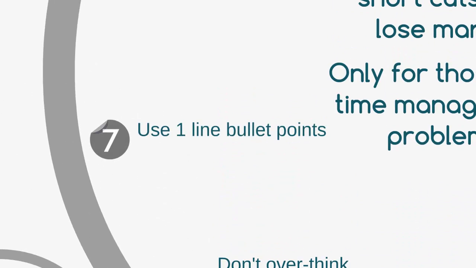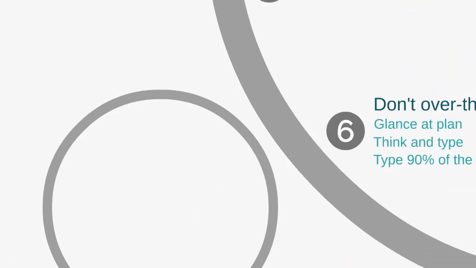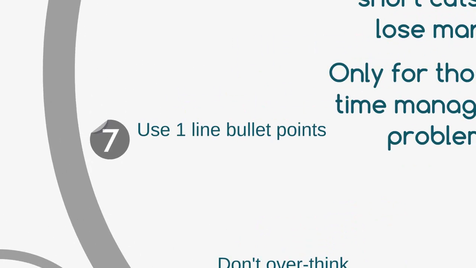Tip number 7 is that when you've only got a few minutes left, use one-line bullet points. Now, before I explain how to use one-line bullet points, just like to say that this is the absolute worst case scenario.